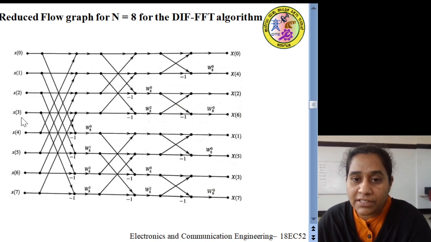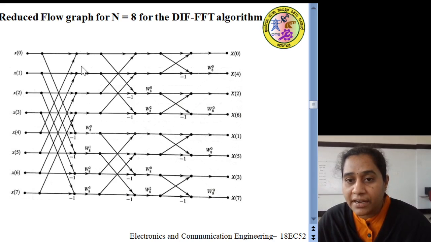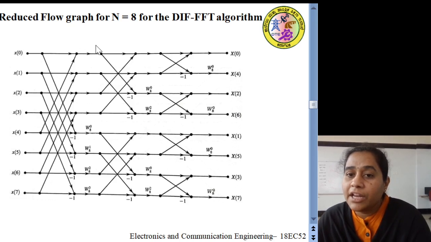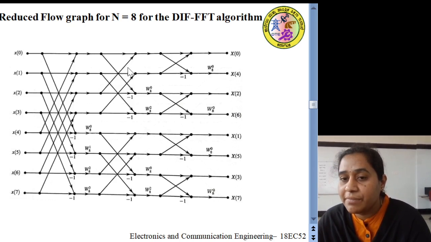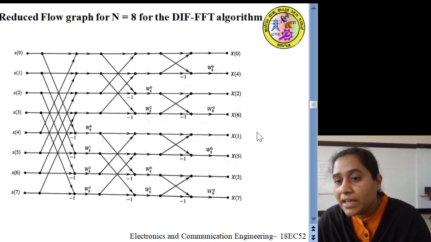See, x of 0, x of 1 up to x of 7 is divided into two 4-point sequences, and these are taken as inputs to the second stage of decimation. The output will be these values. The outputs of the second stage are considered as inputs to the third stage. Here we will be obtaining 2-point DFTs, so we stop decimating here. At the end we obtain the output, that is the DFT of the corresponding time domain samples x of n, that is x of k.